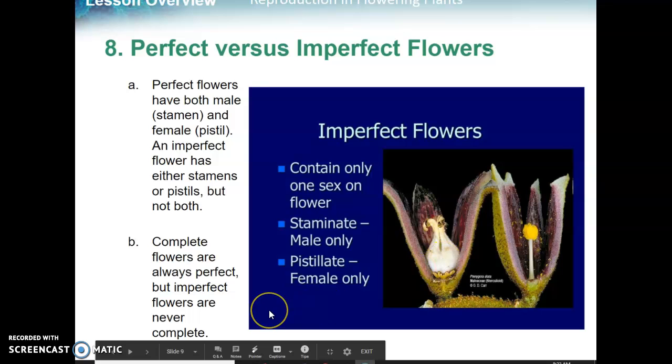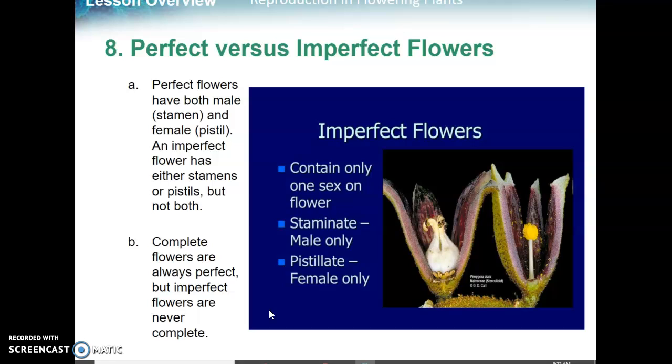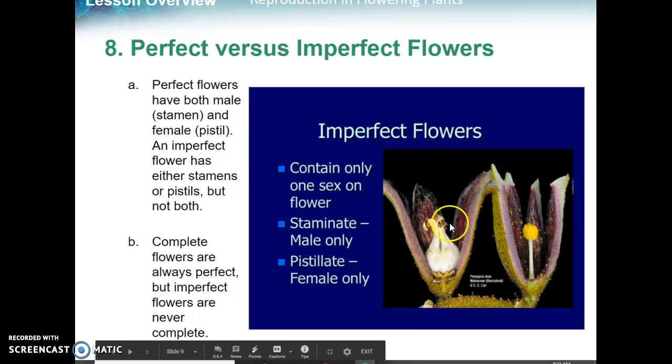Now, let's compare that to a second definition: perfect versus imperfect flowers. A perfect flower is a flower that has the two sex parts: the female part, the pistil, and the male part, the stamens. That's a perfect flower. An imperfect flower is missing one of the two. So here are two imperfect flowers.